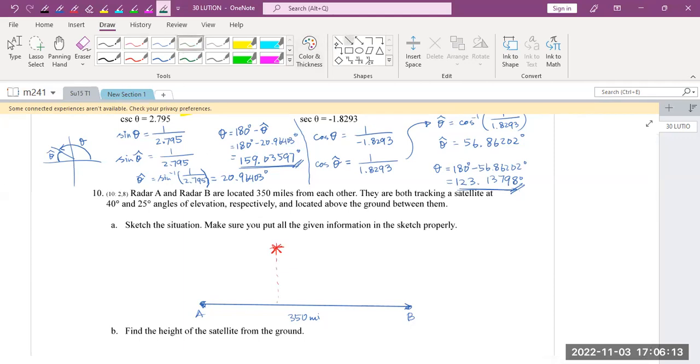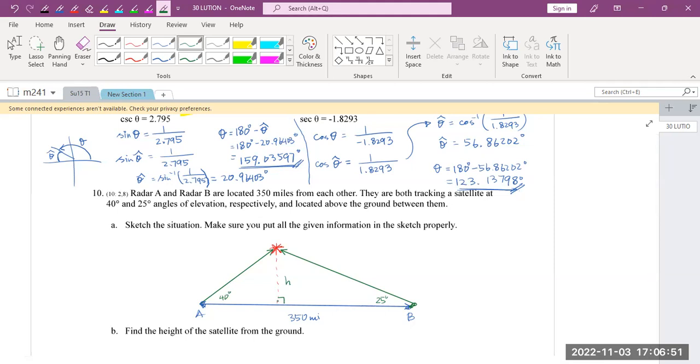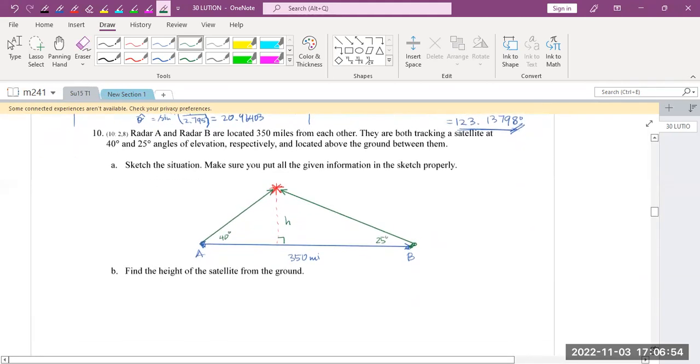Such that the angle of elevation is 40 degrees from A, and 25 degrees from B. So this is 40 degrees. This is 25 degrees. This is the height, which is the question in part B. Find the height of the satellite from the ground.